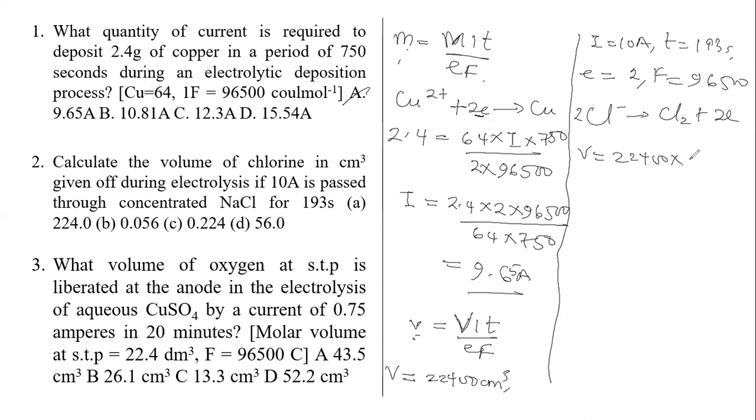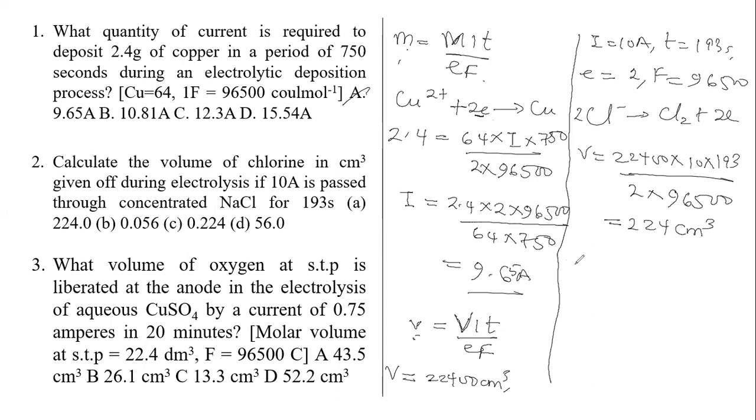You put in everything there and you're going to find out that v equals 22,400 times 10 times 193 seconds divided by E, which is 2, times 96,500 coulombs. So we're going to find out that the volume involved is 224 cm cubed. That's very simple, right?